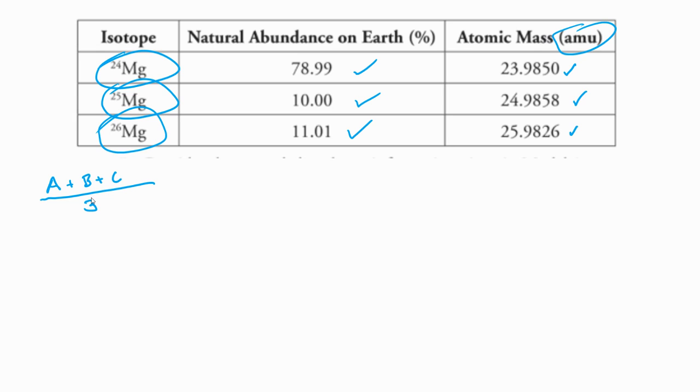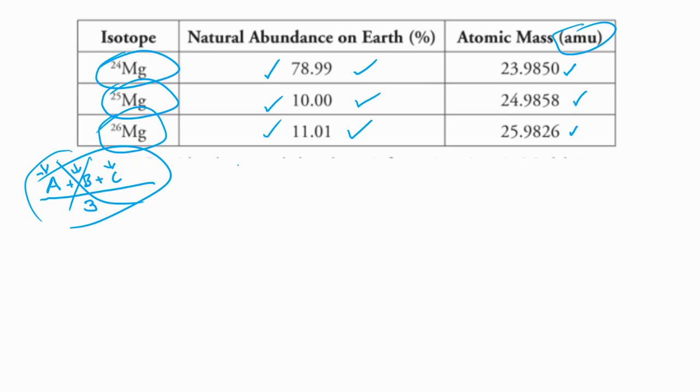You know what that does? That treats A, B, and C like they're equals. And in the case of finding what we call average atomic mass, we don't have equal isotopes. Magnesium 24 is much more prevalent than either 25 or 26. So instead of a standard average, we're going to calculate what's called a weighted average. And this is how you do that.